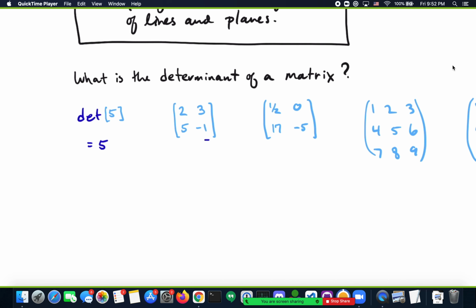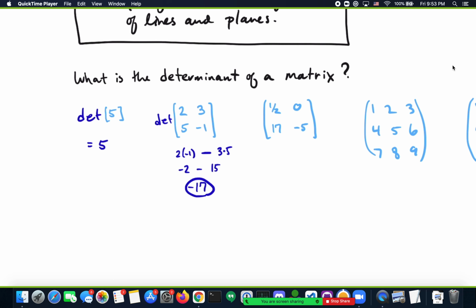But what if you have 4 numbers and you arrange them like this? How do you turn them into one number? Well, the determinant is a number. And the determinant of this matrix is: multiply those, minus multiply those. So it's 2 times minus 1 minus 3 times 5. That's minus 2 minus 15. So the determinant of this matrix is negative 17.